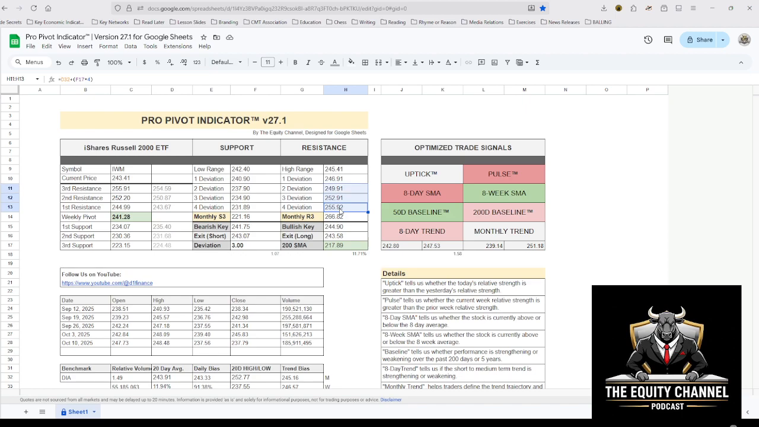Fourth and second standard deviations on both sides, right? On both sides. So I know when we're overheating to the downside, I know when we're overheating to the upside. Also, because I have my 8-day trend, my signals here, my 8-day SMAs, my uptick, my pulse, these will let me know when the trend starts to either strengthen after hitting extreme levels to the downside, or when it's starting to weaken after hitting extreme levels to the upside. These are all things I get to know.